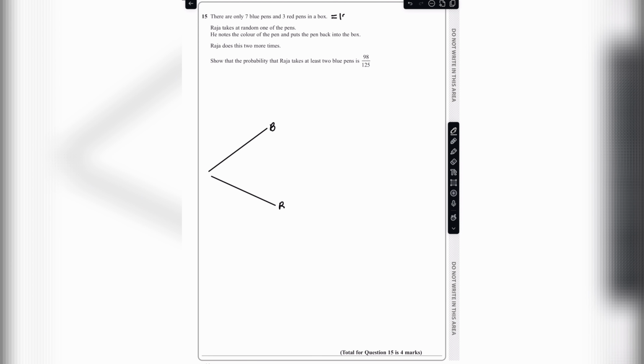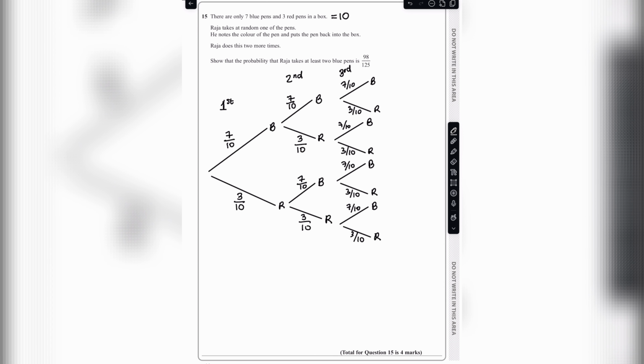So we know that there are a total of 10 pens in the box, and the probability of him taking a blue pen is 7 over 10. So the probability of him taking a red pen must be 3 over 10. And given as he puts the pen back into the box and takes another pen, the probability of him taking a blue pen is 7 over 10, and the probability of him taking another red pen is 3 over 10. And we can repeat the same for the bottom half of our tree, and all of this will represent the second pick. And on the third pick, we get the exact same answers because he puts the pen back into the box.